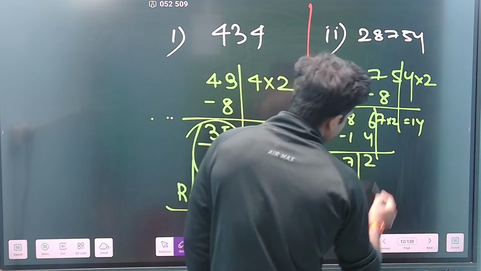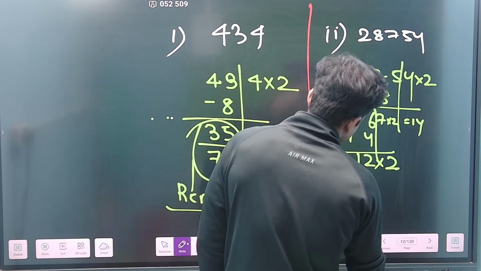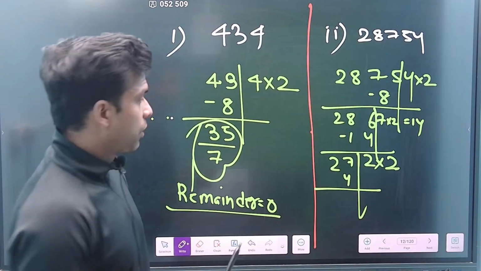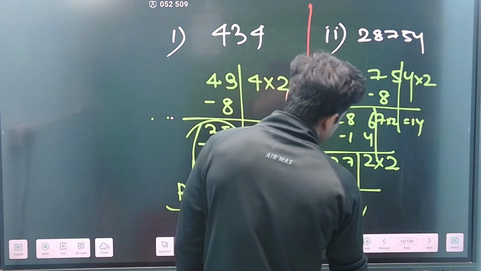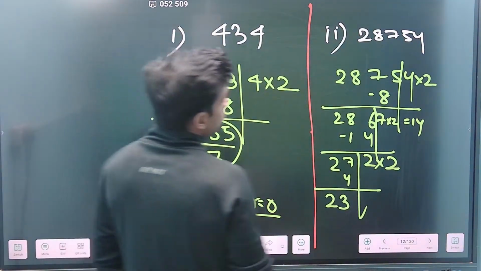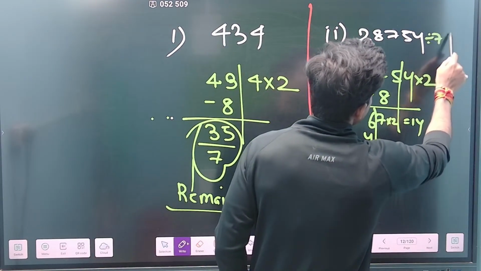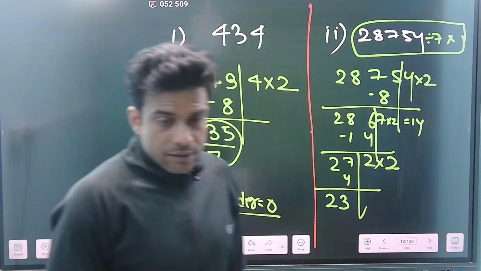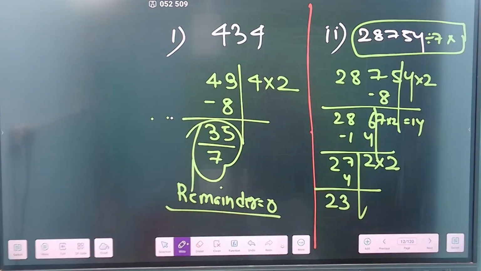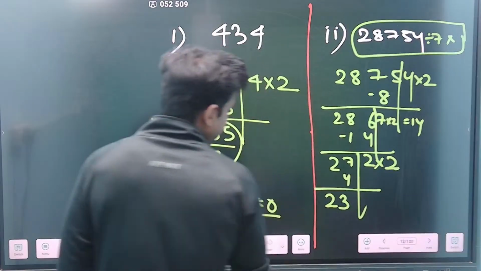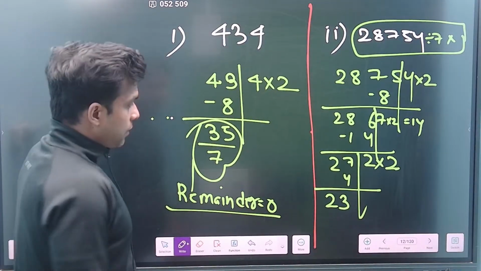Correct? Again multiply this number by 2, then subtract 4. Then you will get 23. So you can say that at last you are getting 23, which is again not divisible by 7. So this whole number is not divisible by 7. I hope everyone understood the logic of 7. Guys, this is very important to understand. So this is basically the logic of 7. I hope everyone got this. Correct? Makes sense.